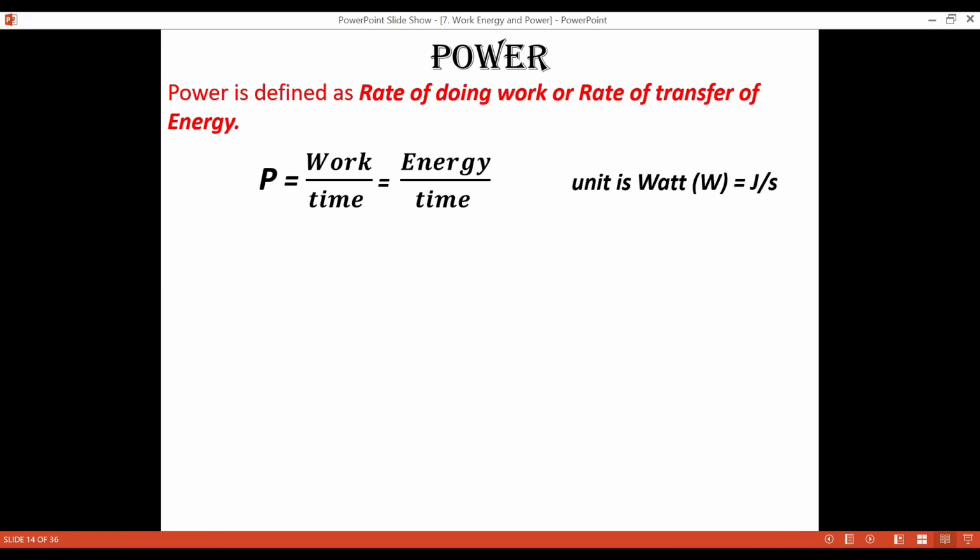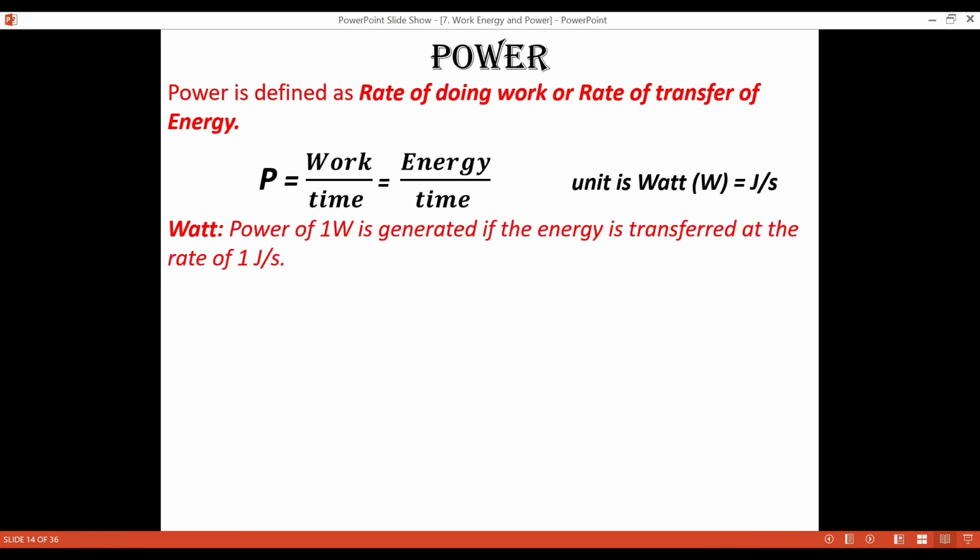ये इसका फॉर्मूला है. Now in this case, definition of watt is very important. Power of 1 watt is developed कब? अगर रेट ऑफ ट्रांसफर ऑफ एनर्जी या रेट ऑफ डूइंग वर्क जो है वो 1 joule per second होगा. It is 1 watt.